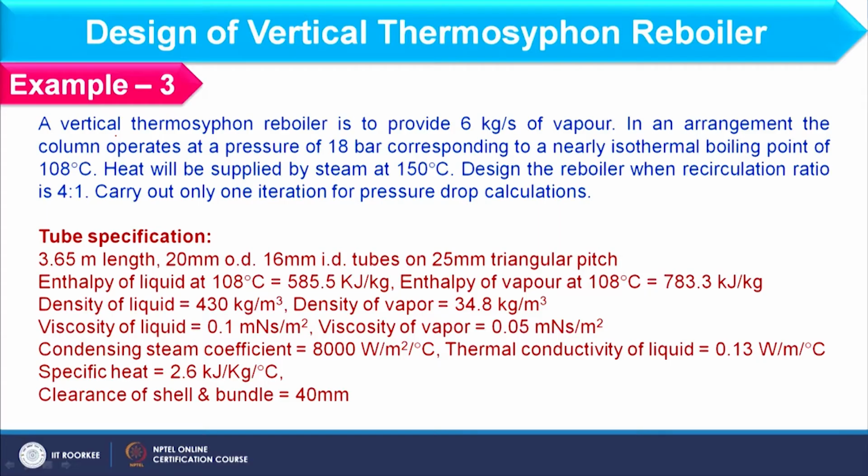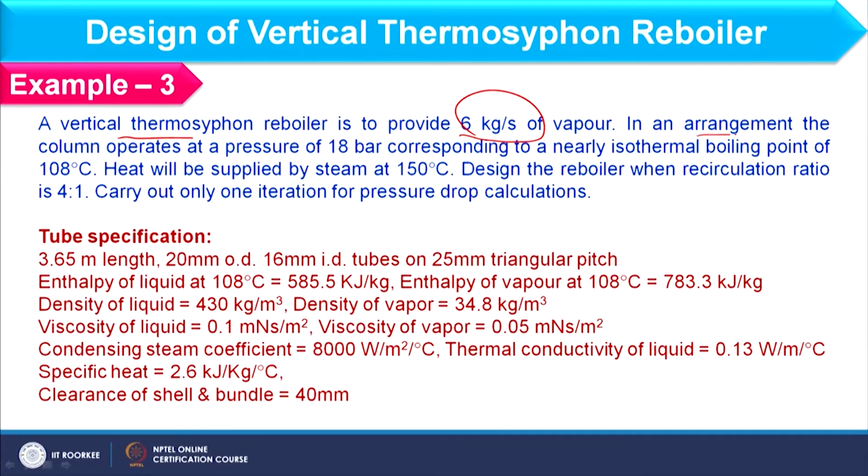In this example, a vertical thermosyphon is used where we have to generate 6 kg per second of vapor. And if you recall the lecture of the 6th week, there we discussed that in a vertical thermosyphon reboiler, boiling takes place only in the tube side. So you have to keep in mind that in this problem also boiling is in the tube side and the heating media is available in the shell side.